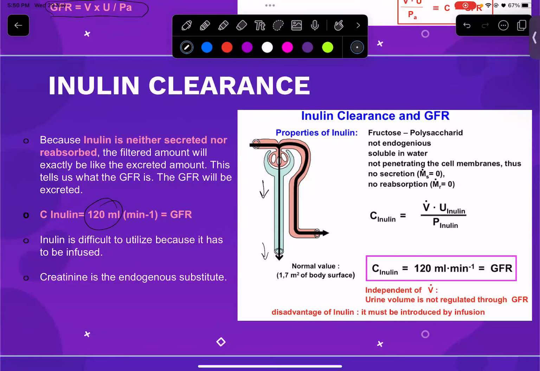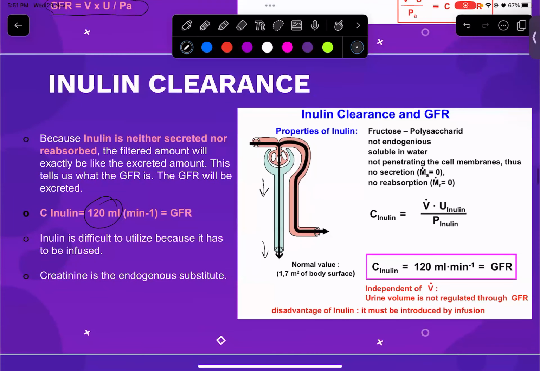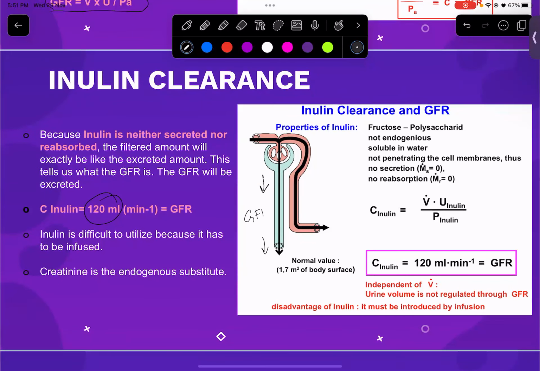Therefore, inulin is useful, but the only downside for inulin is that it's difficult to utilize because we have to infuse it. And instead of using inulin, sometimes we can actually use another endogenous substitute, which is creatinine. So again, just to go over this quickly, inulin is neither secreted nor absorbed. It is freely filtered, and therefore the amount that is filtered is the same amount that's excreted, and therefore we can measure GFR from inulin. And another substance, which is also an endogenous substitute, is creatinine.